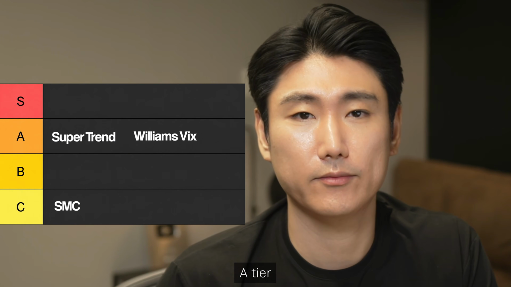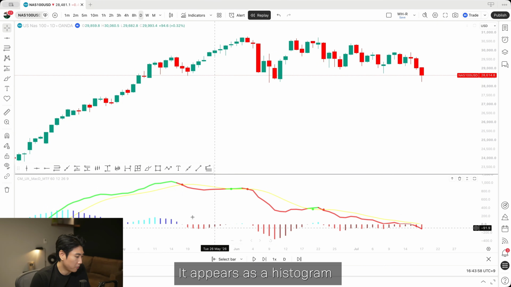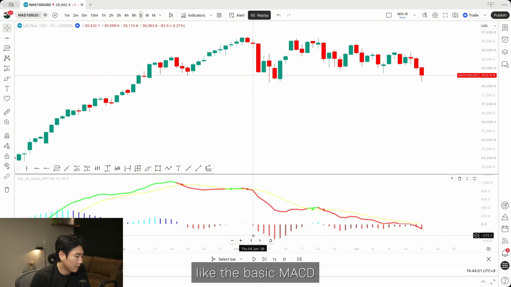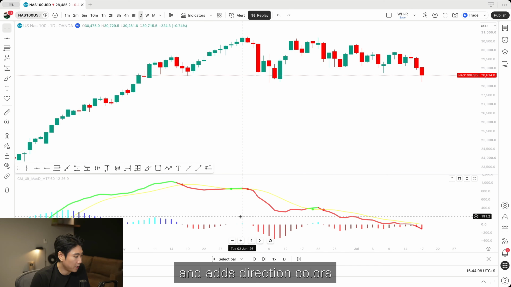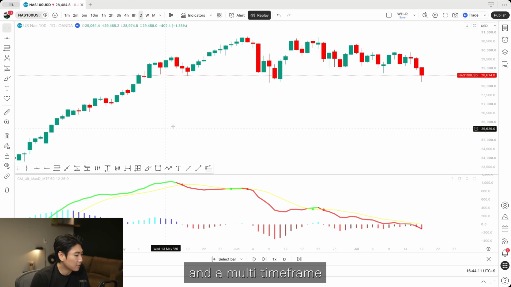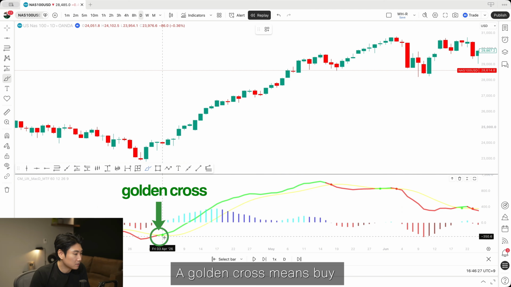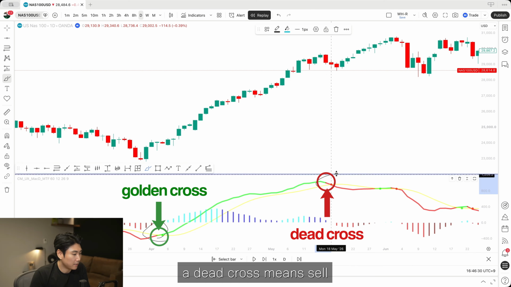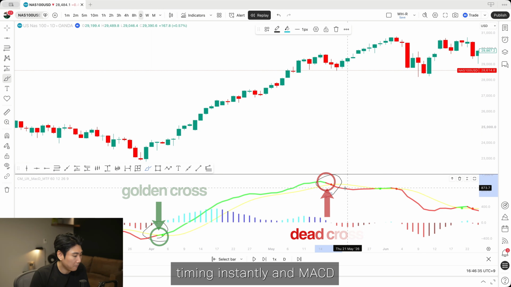A tier. Number 4, MACD Custom. It appears as a histogram, but it works exactly like the basic MACD. It takes TradingView's built-in MACD and adds direction colors and a multi-time frame function. Reading it is simple. A golden cross means buy, a dead cross means sell. A dot prints at every cross so you see the entry timing instantly.